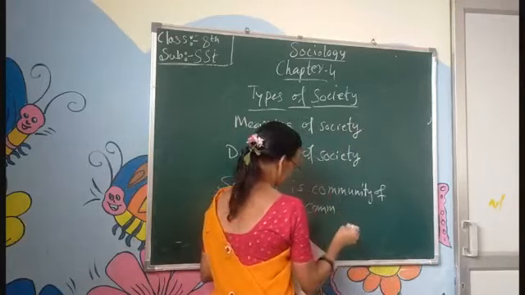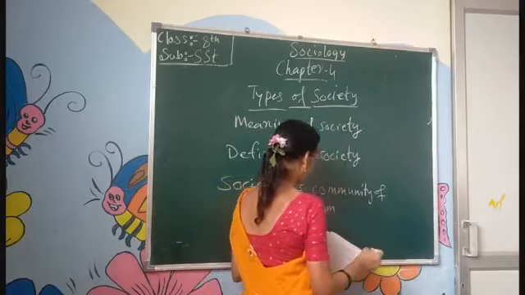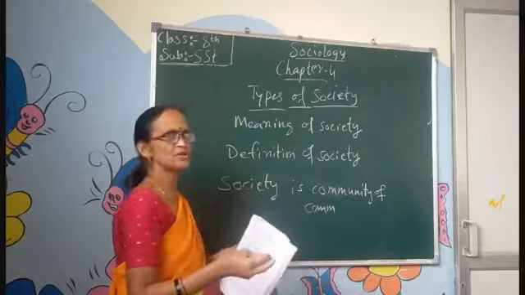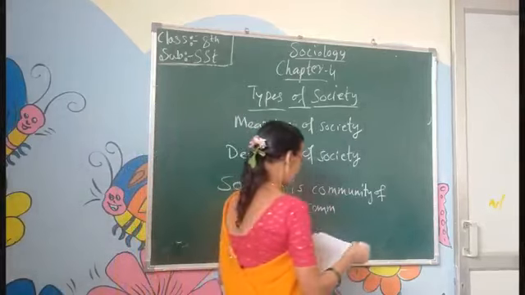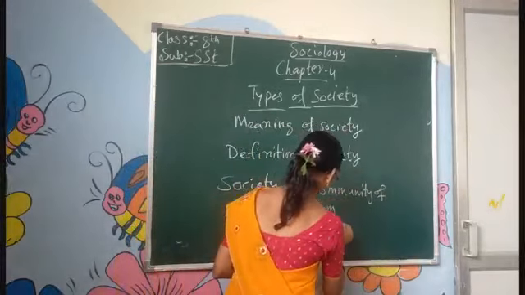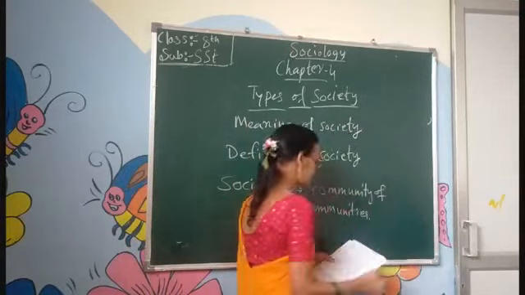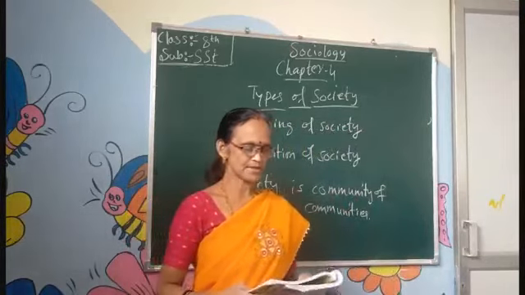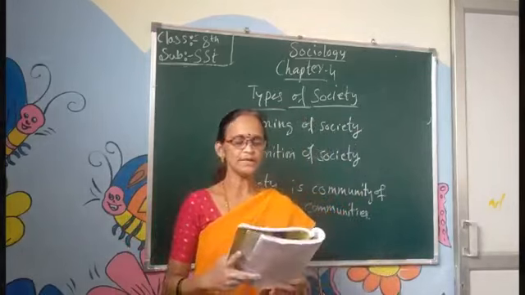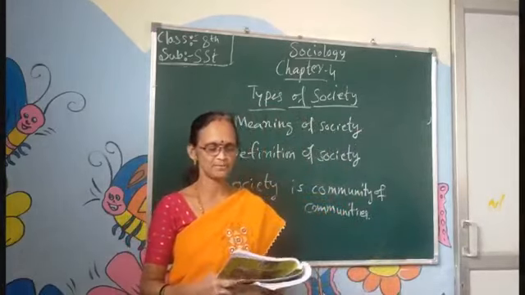A group of societies together is called a community. So a group of communities together is called a... Next, second point. Society is a web of social relationship.